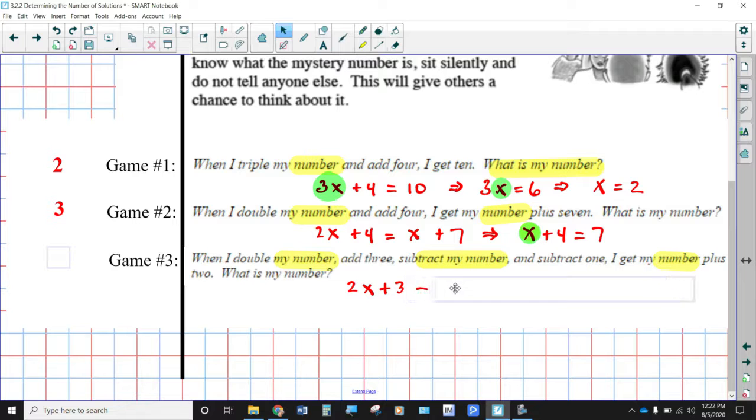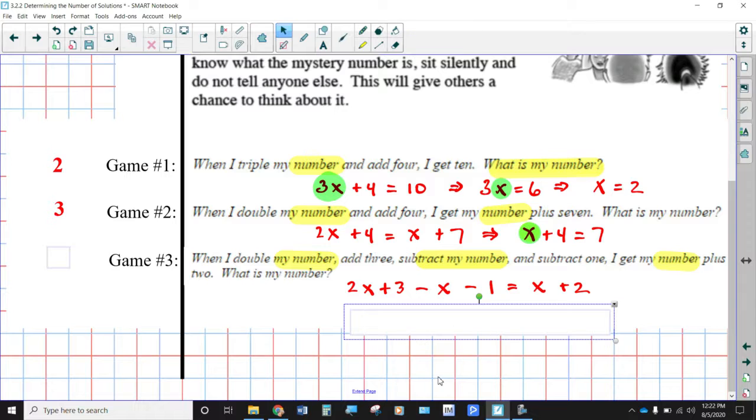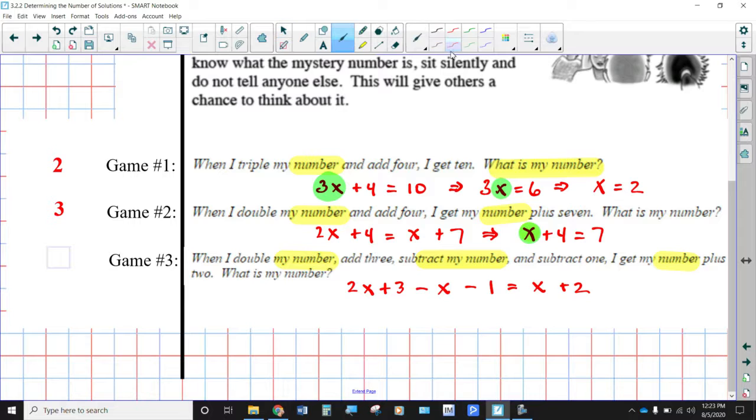And you're going to subtract your number, and then you're going to subtract 1. You're going to get your number plus 2. All right. Now, this is one where we're absolutely not going to be able to just go through and do the mental processes very easily. So this is one where you absolutely should work through the process just a little bit.